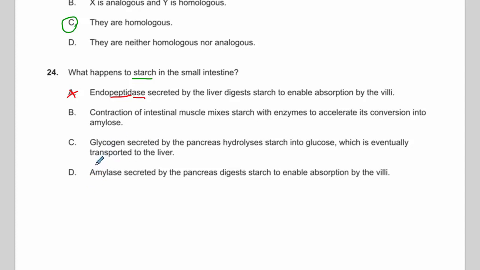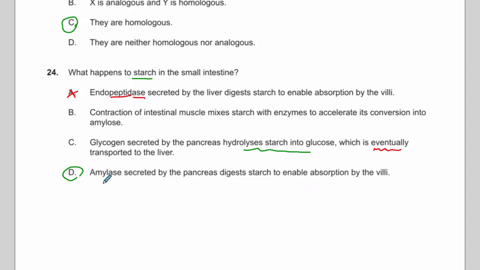So yeah, but this part is correct. Hydrolyzing starch into glucose, that works. And glucose is indeed transported to the liver, but not eventually. Like the portal vein goes directly from the small intestine to the liver to kind of protect the body from the fluctuating levels of glucose after digestion. So then it must be D. But why is it correct? Amylase secreted by the pancreas digests starch to enable absorption by the villi.